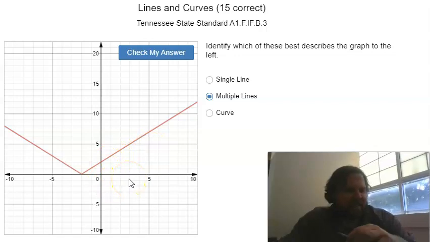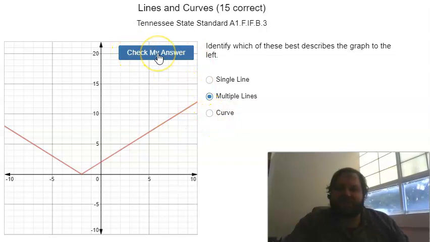The real key to this is going to be looking at this place right here where they come together. For functions constructed from multiple lines, that will be a sharp point, kind of like an elbow. If it's a curve, you'll see that kind of flatten out and be more U-shaped. So that's really going to be the most confusing thing on this assignment.